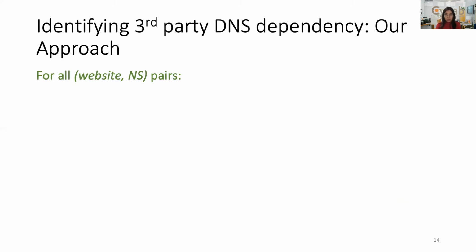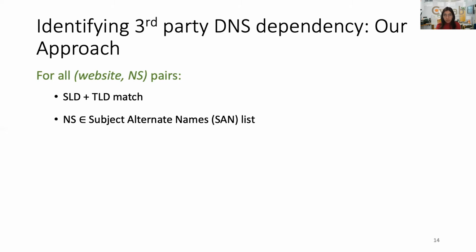To cope with these issues, we add a few more heuristics. So for all website and name server pairs, we classify the name server as private if the second level domain and top level domain match for the website and the name server, or if the name server is present in the subject alternate name list of that website. The SAN list is present on the HTTPS certificate of a website, which tells that this certificate will also work for the domains present in the SAN list. Hence, it's a good way to know if a given domain is private or not.